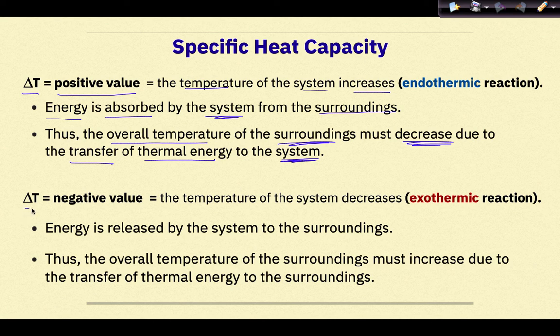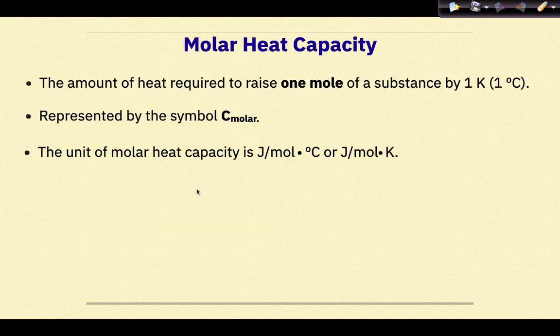If your delta T is a negative value, the temperature of the system decreases. It's an exothermic reaction. Energy is being released by the system to the surroundings. Thus, the overall temperature of the surroundings must increase, which we can measure, due to the transfer of thermal energy to the surroundings. Molar heat capacity.